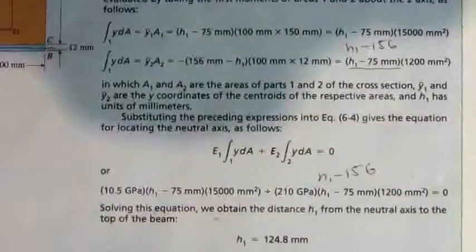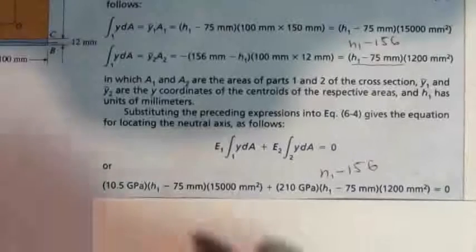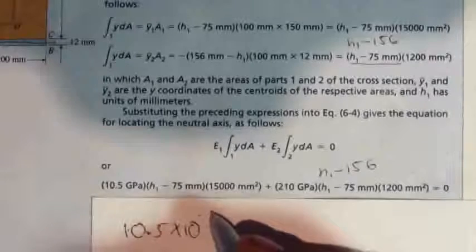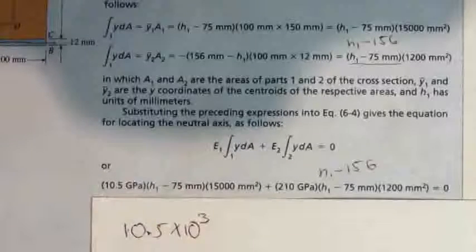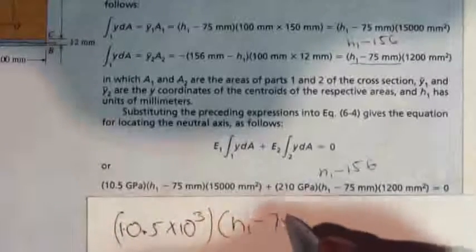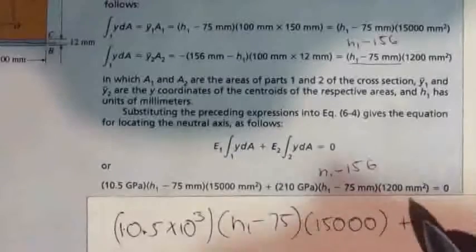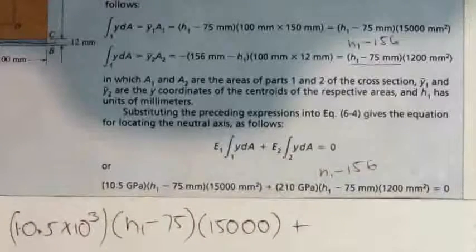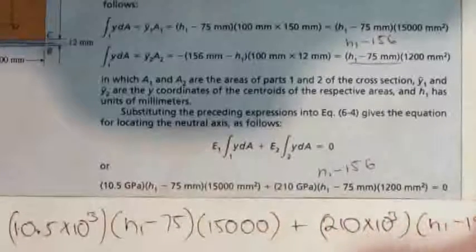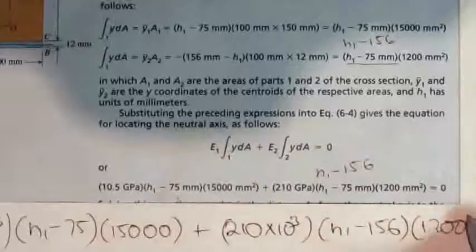And when you handle this problem, if I rewrite the same problem, this is actually equal to 10.5 times 10 to the 3, because this will give me Newton per millimeter squared, times H1 minus 75, 1000, it's actually 15,000 millimeters squared, plus 210 times 10 to the 3, times H1 minus 156, 1,200. This must be equal to 0.